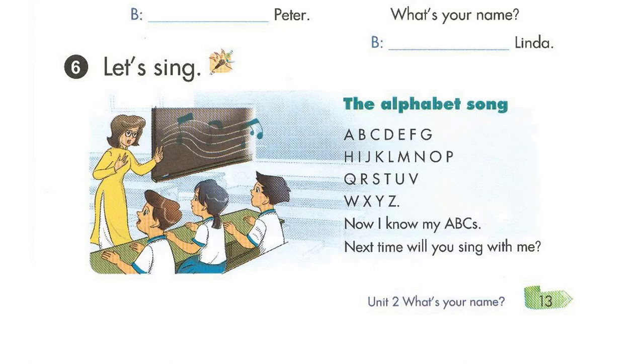Page 13. Lesson 1. Activity 6. Let's sing. The alphabet song. A, B, C, D, E, F, G, H, I, J, K, L, M, N, O, P, Q, R, S, T, U, V, W, X, Y, Z. Now I know my ABCs. Next time will you sing with me?